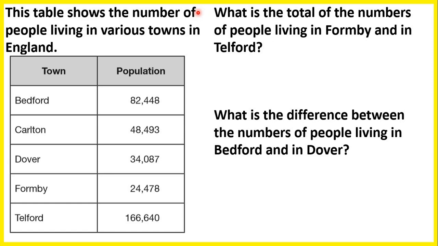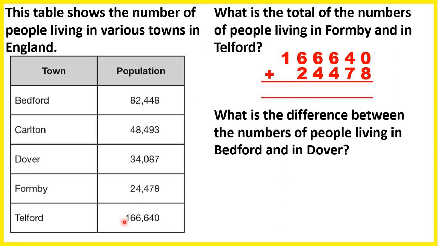This table shows the number of people living in various towns in England. What is the total of the numbers of people living in Formby and Telford? So we can see that 166,640 live in Telford and 24,478 live in Formby. So if we want the total for both towns, we need to add. And when we use column addition, we get 191,118.